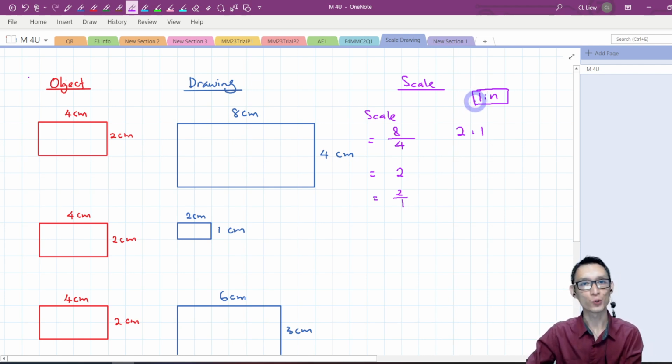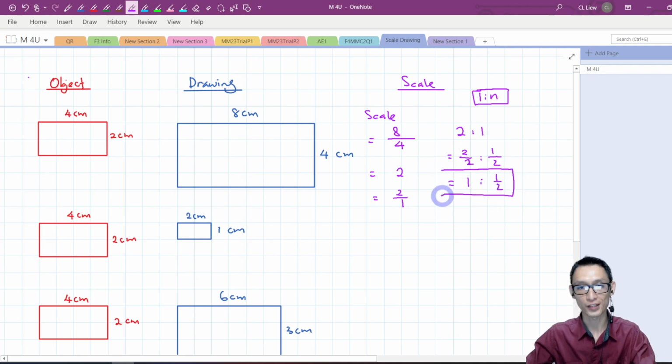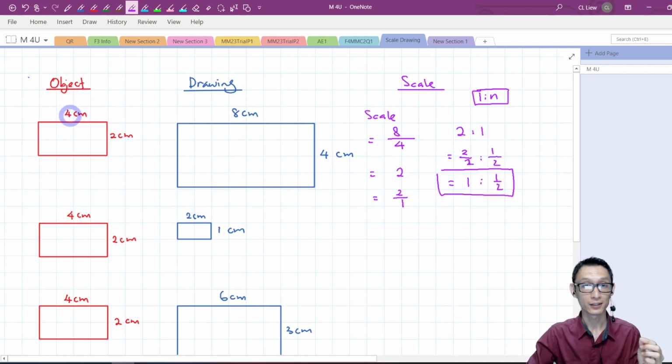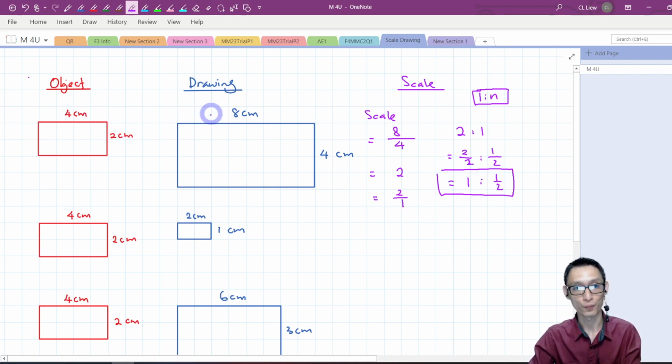So how do we change to this form? It's very simple. You just divide both sides by 2, right? Divided by 2, divided by 2. Do the same thing for these two numbers. Then you will get 1:2. Okay, so the scale is 1:2, 1:1 over 2. So be careful here. Some students, when they see this scale, will think that the drawing becomes smaller. It's actually not correct. When you see 1:1 over 2, it means that the drawing becomes larger. The length will multiply by 2. 4 times 2, 2 times 2.